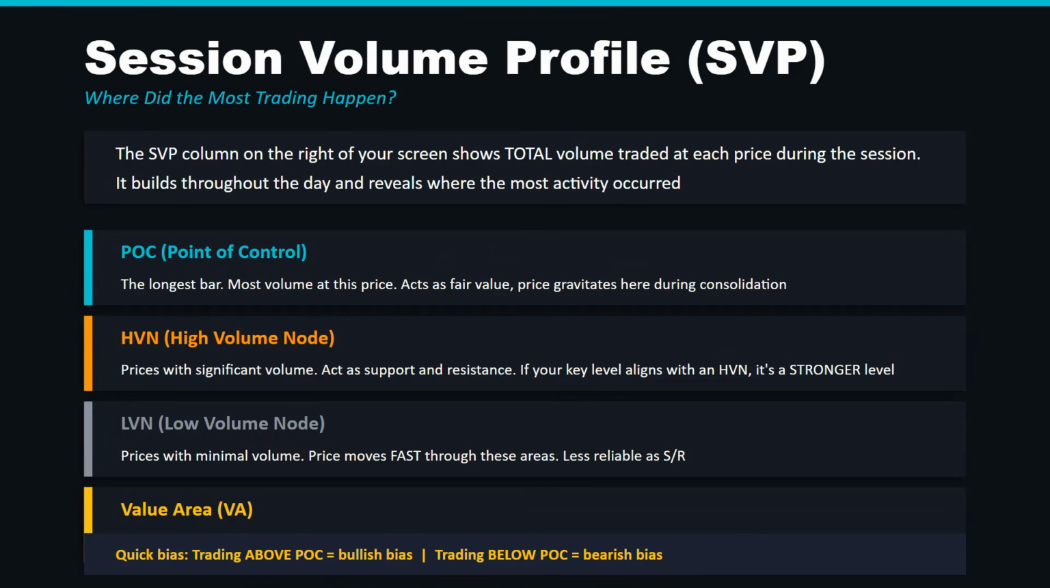Four things to know. The first thing is the point of control is the longest bar. It has the most volume at that price. Think of it as a fair value. Price action tends to gravitate back here during consolidation.